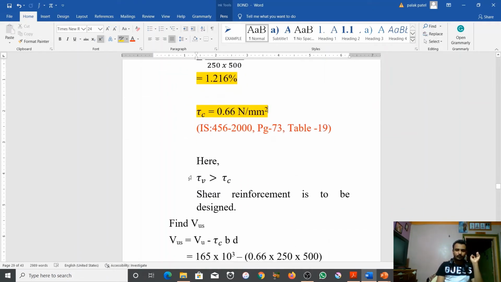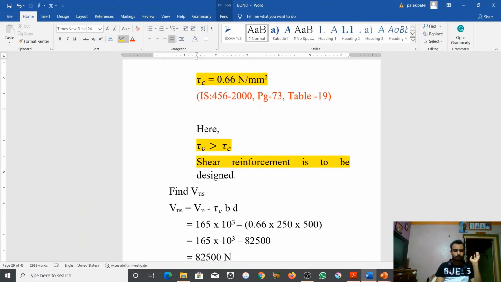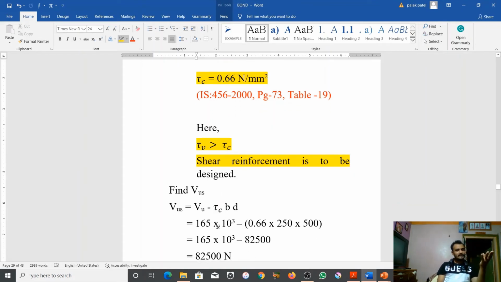Look here. First condition: tau V is greater than tau C. By this condition, it is compulsory to design shear reinforcement. So we need Vus. Vus is equal to Vu minus tau C bd.